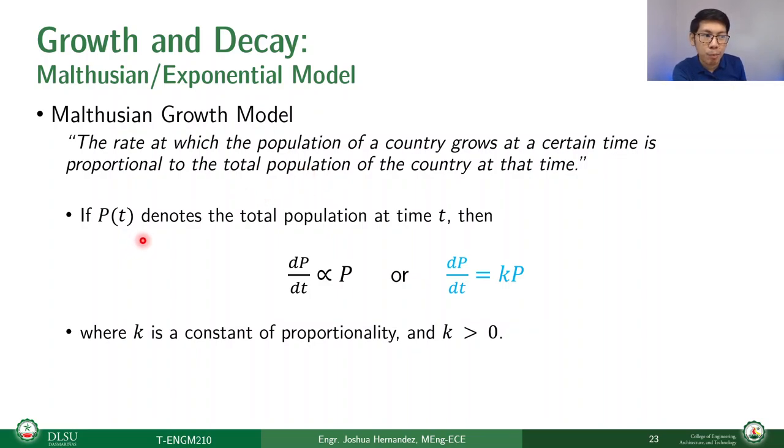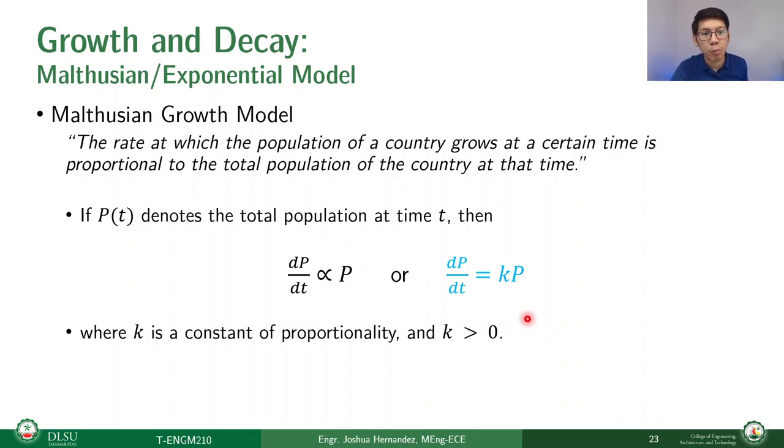If we say that the population, let us assign P. Let P of T denote the total population at any time T, that population nga. Then, the rate dP over dt is directly proportional to P. Ito nga yung dinemonstrate natin kanina. And by introducing a proportionality constant, we have dP over dt equals k P, where k is the constant of proportionality. And that k is greater than 0 kapag ka growth model siya.